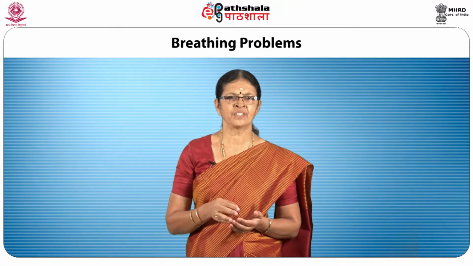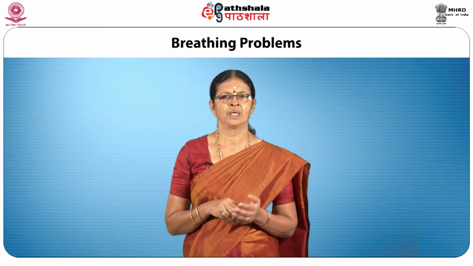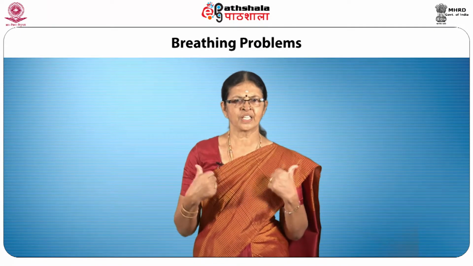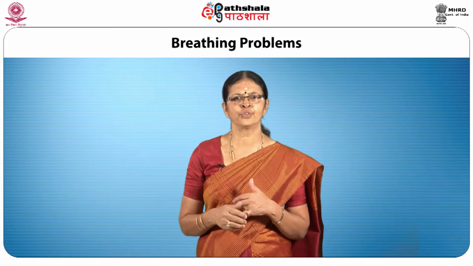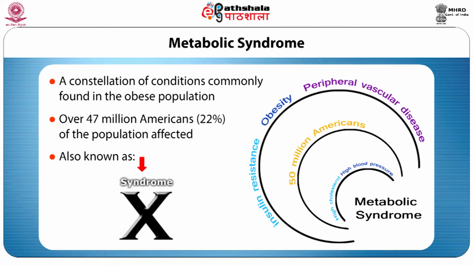The association between waist size and lung function was seen even in people of normal weight. Excess belly fat may affect breathing by pushing on the diaphragm and chest wall, making it harder for the lungs to fill with air. The American Heart Association considers waist circumference of more than 35 inches for women or 40 inches for men to be abnormal. For people of Asian descent, waist circumferences should be less than 31 inches for women and less than 37 inches for men.